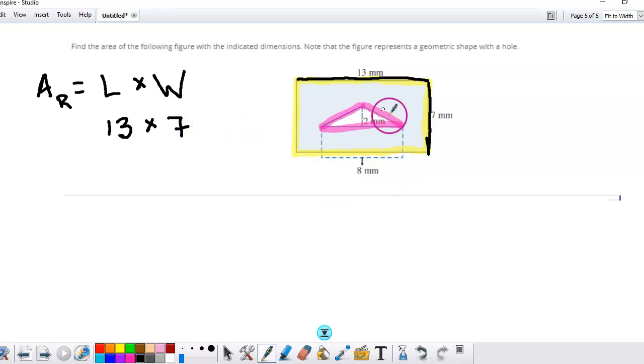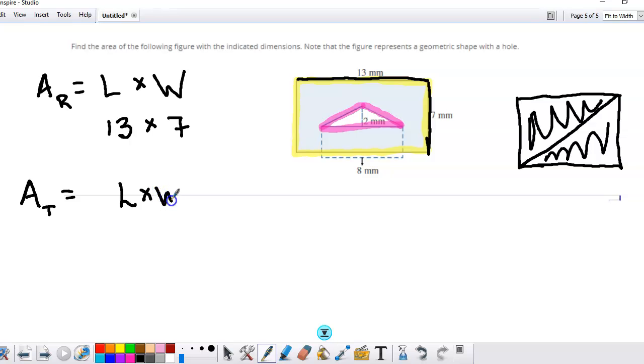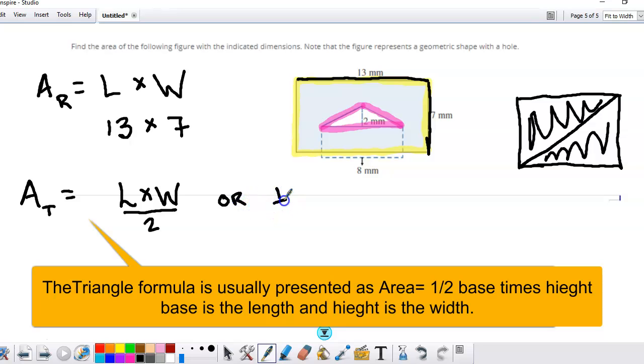Okay, area of a triangle. If you take a look at a rectangle, and then we cut it in half from opposite corner to opposite corner, you may notice we now have two triangles, one here and one here. That is why the area of a triangle looks suspiciously similar to the area of a rectangle. The length times the width divided by 2. Or, same thing, 1/2 of the length times the width. So those are the same formula done two ways.